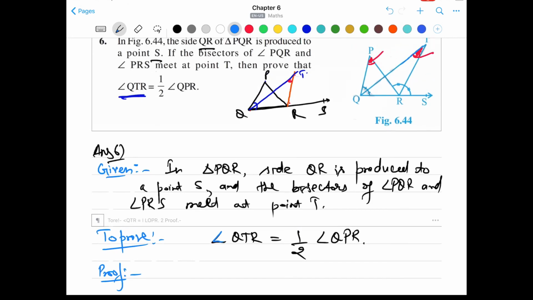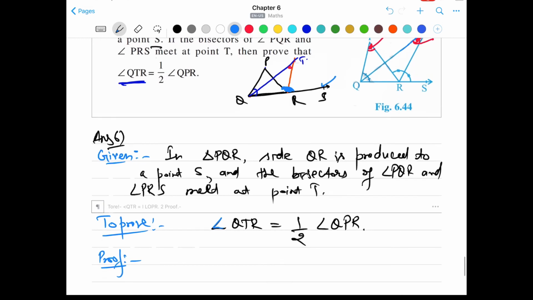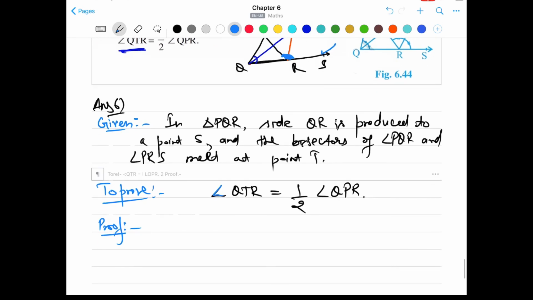This is a very important question, so listen to it carefully. For this triangle PQR, we have extended the line QR till point S. So we have got this exterior angle, and we know from the exterior angle theorem that the exterior angle is equal to the sum of the two interior opposite angles.